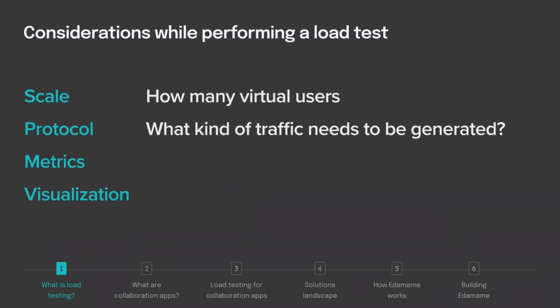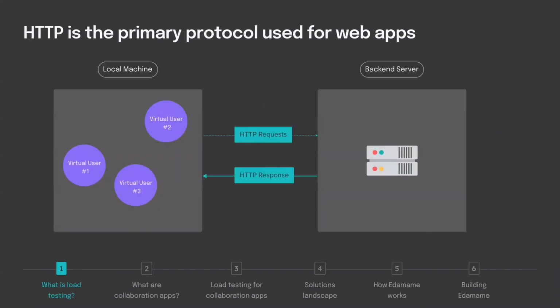So when a developer is thinking about the protocol or protocols that they need to simulate, they'll want to think about the types of traffic that real users are using. And for web applications, that generally means that developers will want to simulate HTTP traffic, because HTTP is the main protocol of web applications.